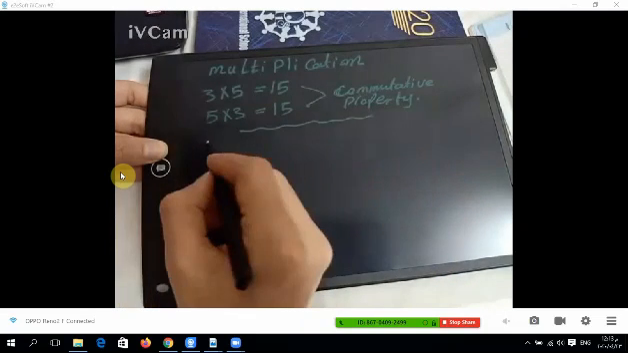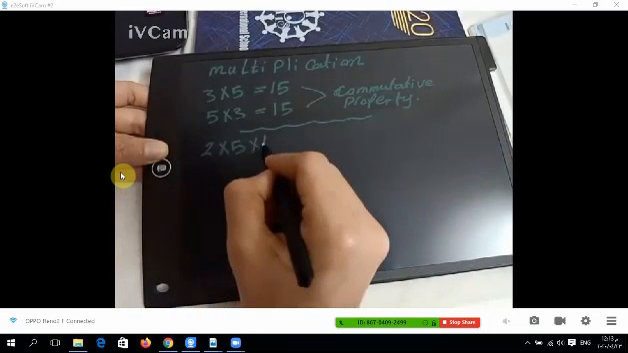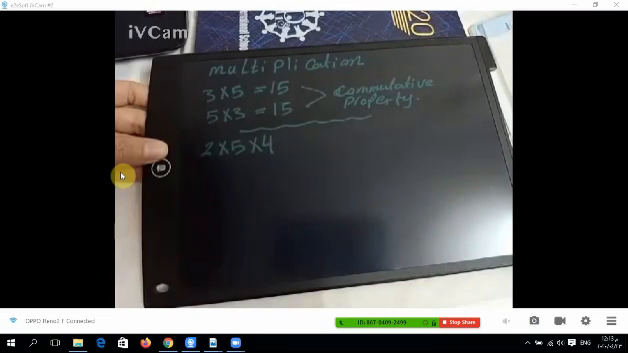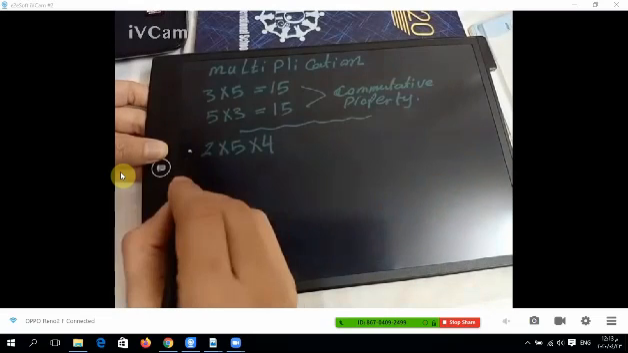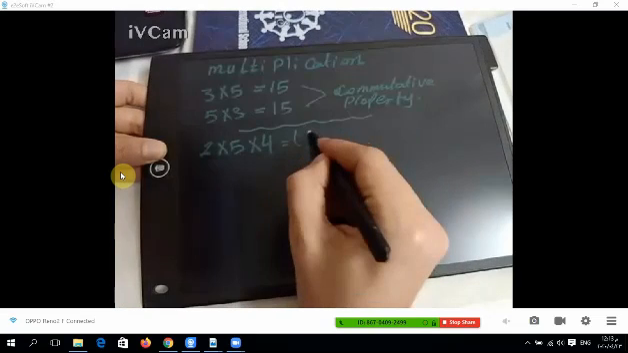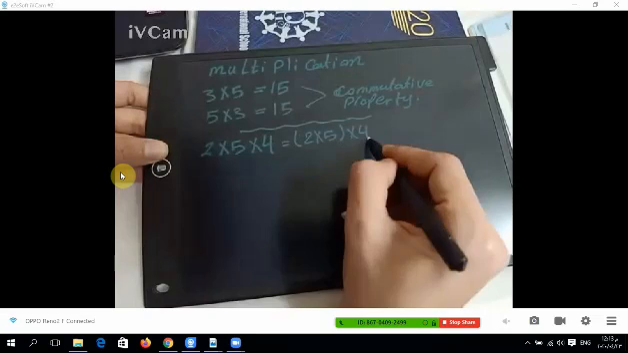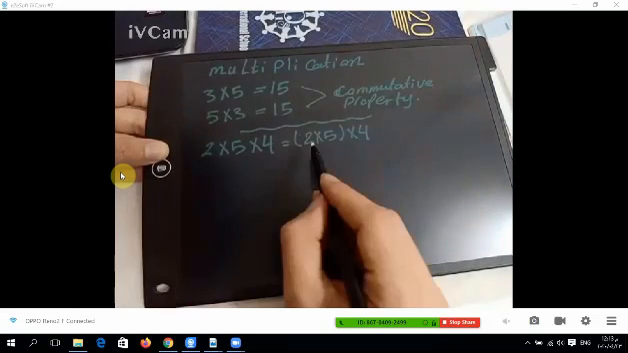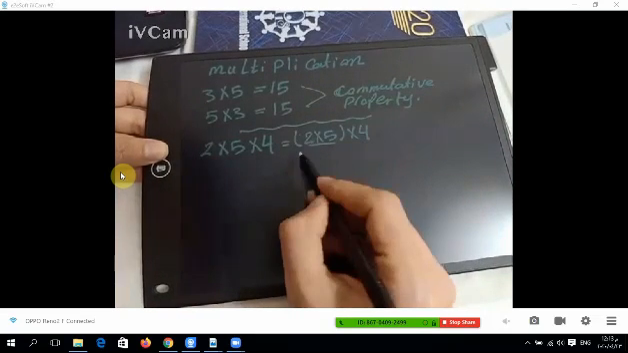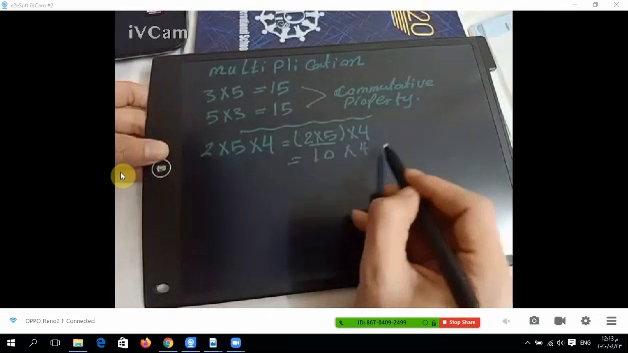If we have 2 times 5 times 4, how can I solve this one? If I take the first two numbers together, if I make it equal 2 times 5 then times 4, it will be easier. Why? Because I know that 2 times 5 equals 10, times 4, and that means it equals 40.